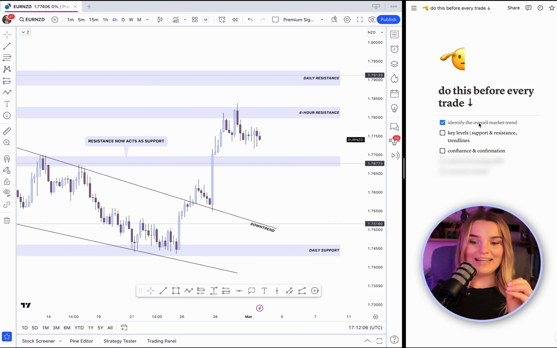Okay, so once you're done identifying the overall market trend, key levels of support and resistance, and trend lines, the next thing we're gonna do is talk about confluence and confirmation. Picture confluence as gathering all of your evidence before you enter the trade. So you're not just relying on one support level or one signal, you look for other technical signals that point in the same direction you are looking to enter.